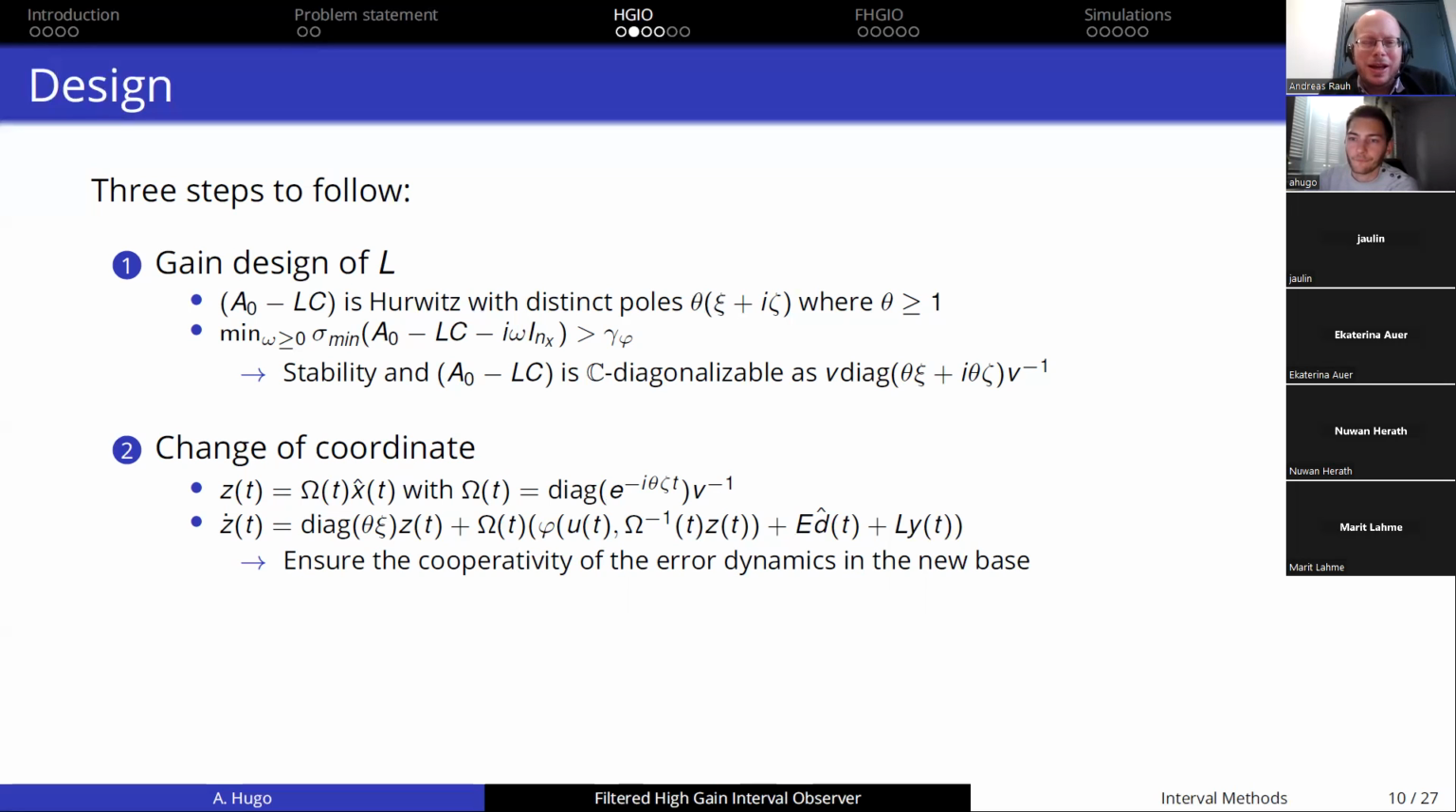Okay, and as far as I understand it, you're performing this change of coordinates on the basis of a nominal system matrix A0.